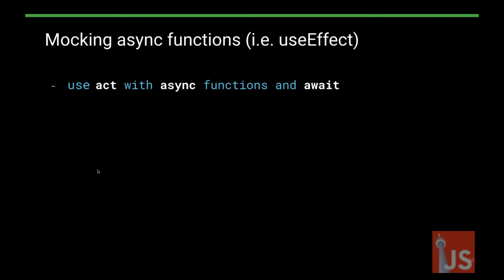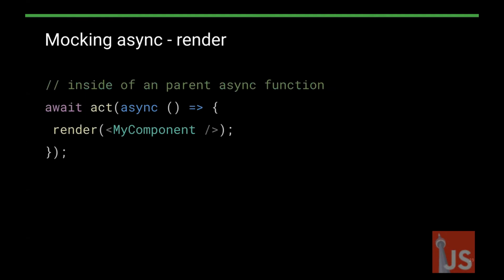I think this is the last tough one, which is mocking for useEffect, because this one is several slides. You have to use act with async functions and await. And I'm going to explain a bit of this because there's two parts to this, right? The first part is how you render. So if you have a component called MyComponent and there's a useEffect in there, you have to use the act keyword, and then you have to render that component asynchronously.